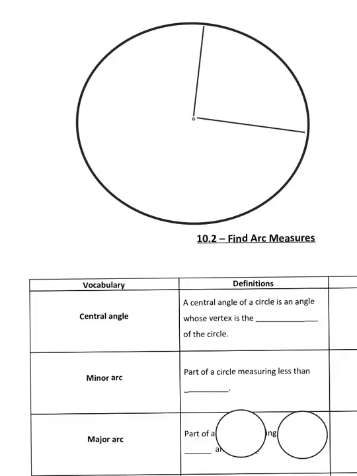Central angle of a circle is an angle whose vertex is the center of the circle. All right, so my central angle would be this one right up here. The vertex is the center of this circle. It's just like any other angle we've encountered, it's just in a circle. That's the only difference.